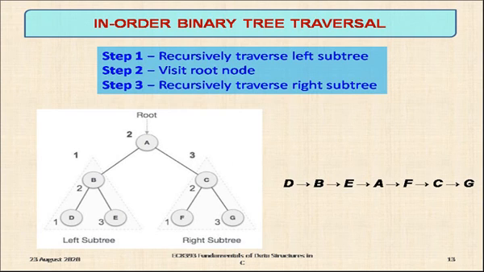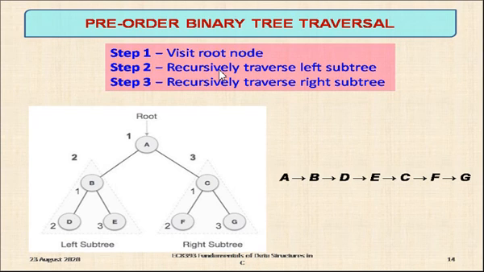Then coming to the next technique, pre-order binary tree traversal. Here the first step is to visit the root node first, then traverse the left subtree recursively, and then traverse the right subtree recursively. So first step is visit the node A. You write down the value of the root node, that is A. Then traverse the left subtree. Here the rule is to first visit the root B, and then left subtree D, right E. Once the entire left subtree is traversed, you go to the right. Again, the same procedure is followed. This is the root C, then F and G.